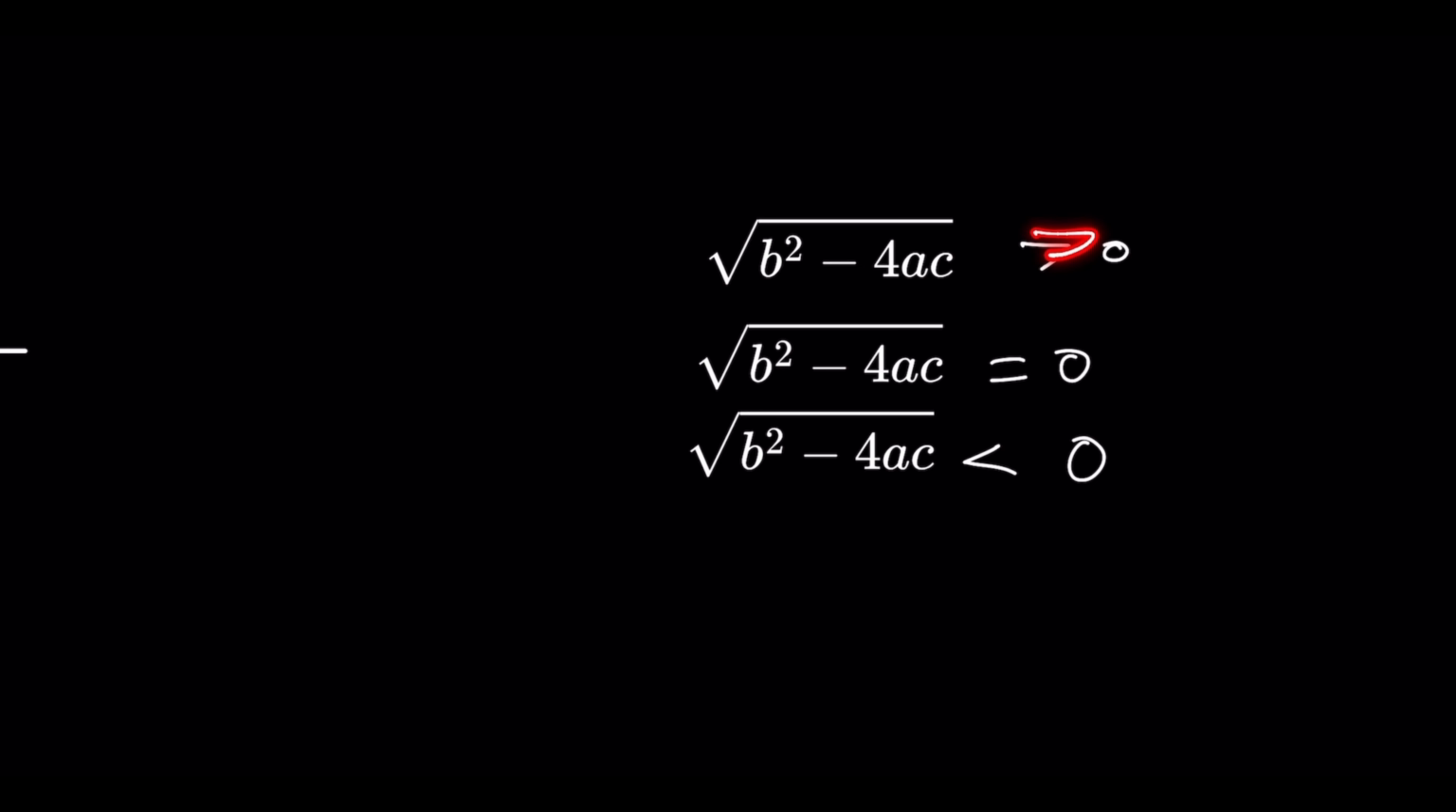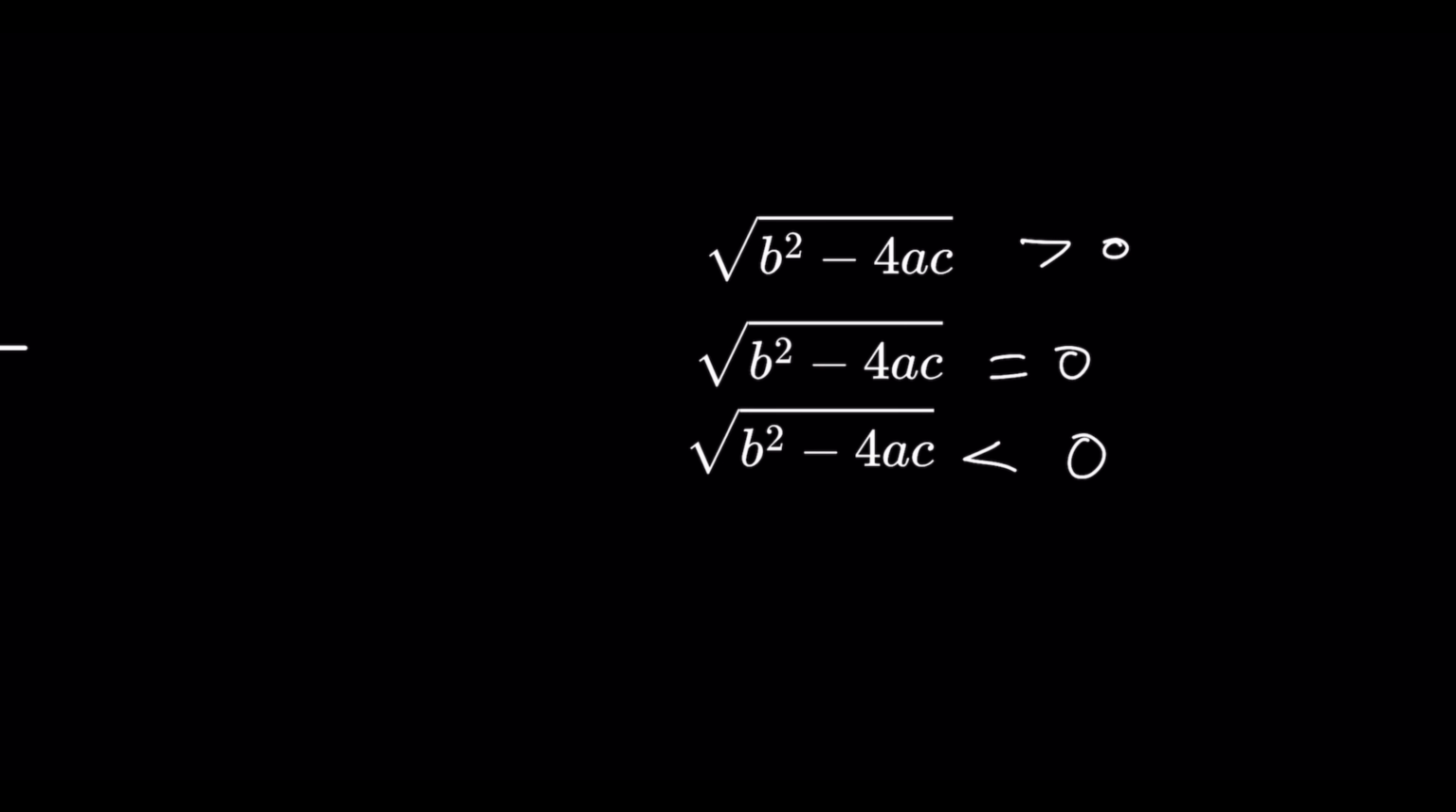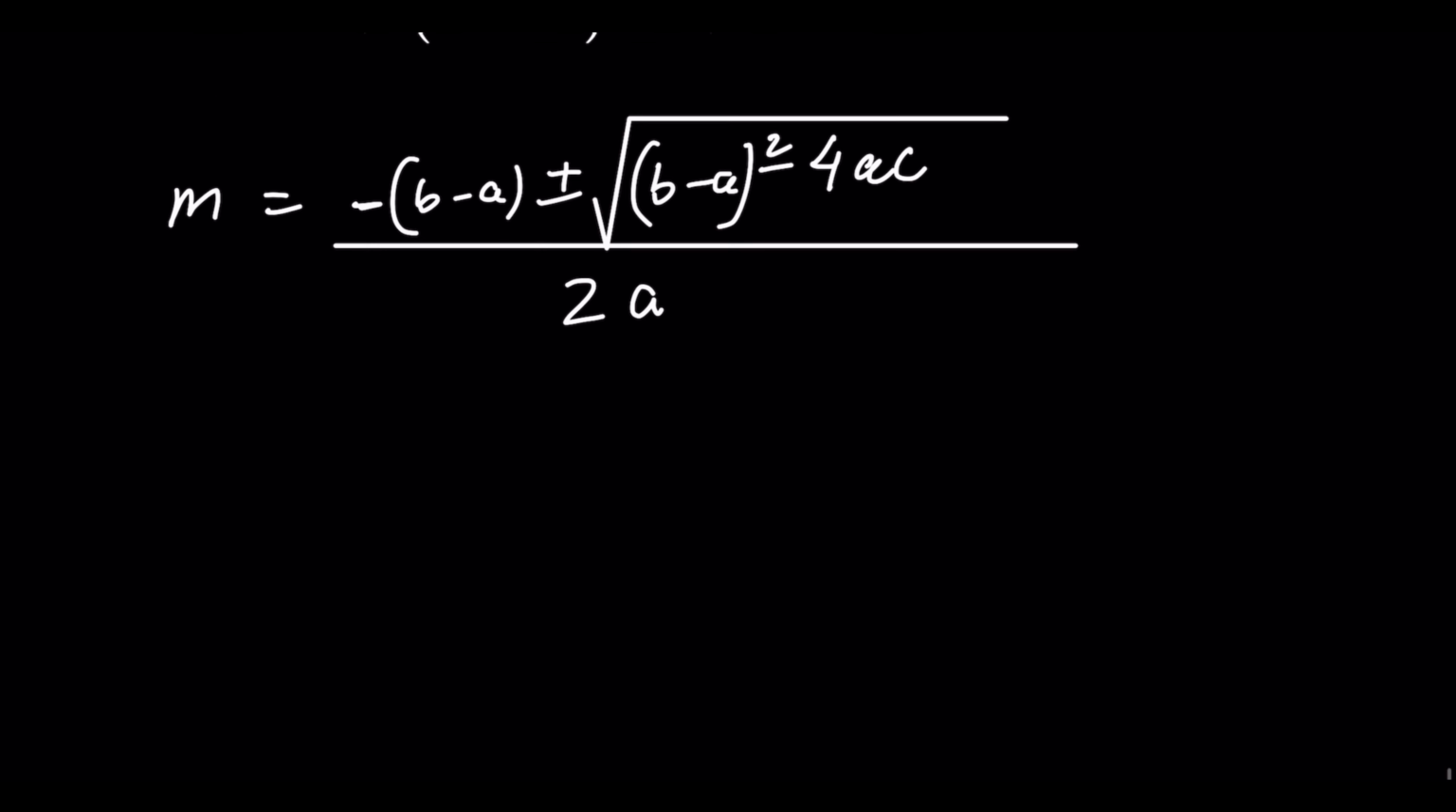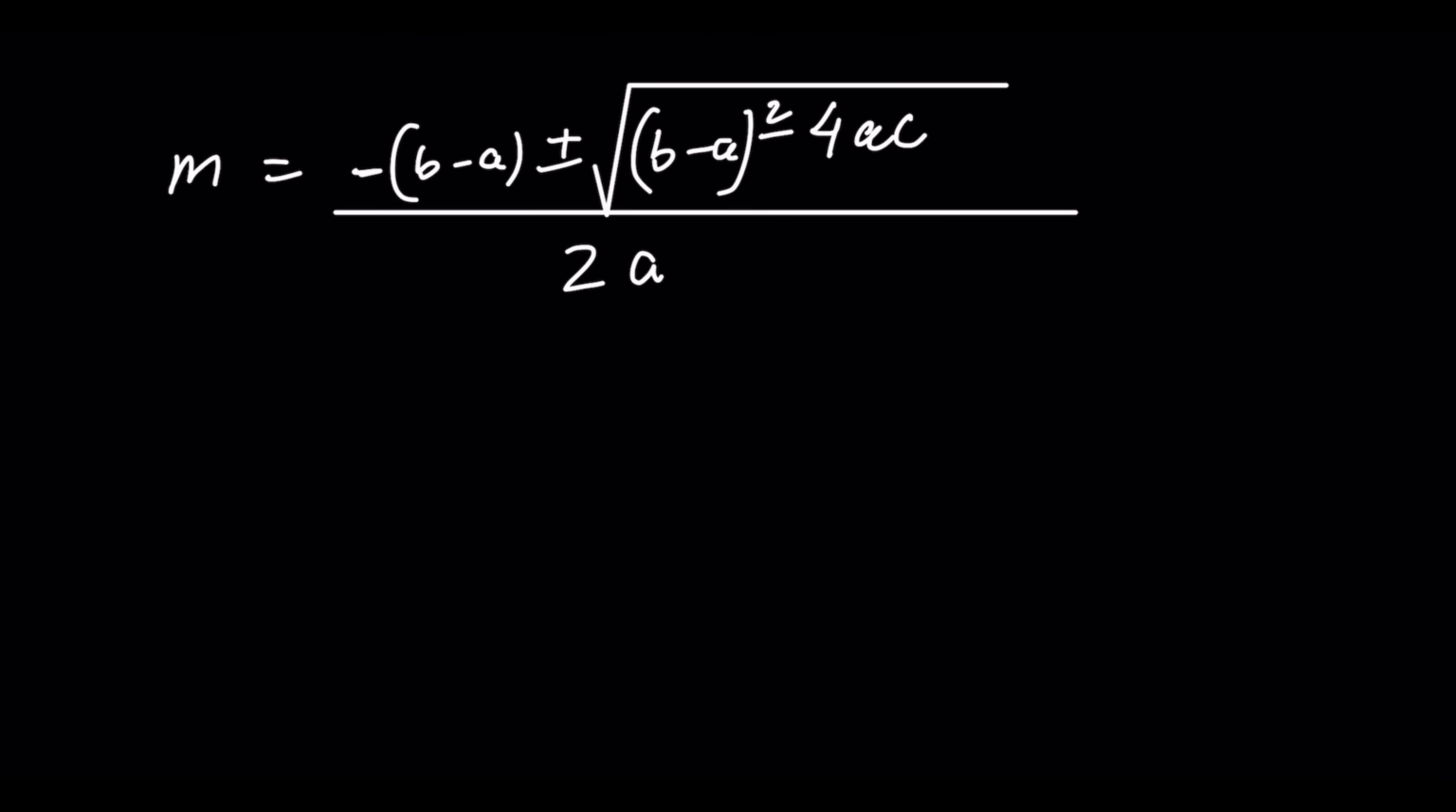If the discriminant is greater than 0, then the roots are real and distinct. If the roots are real and equal, then the discriminant is equal to 0. And if the roots are complex conjugates, then the discriminant is going to be less than 0. So we will be substituting 0 at the place of b squared minus 4ac in this equation. Hence, we are going to be left with this value of m.